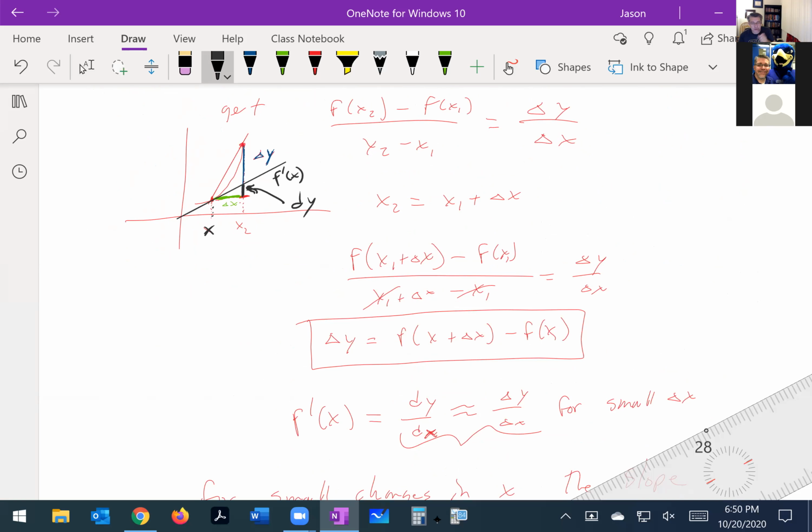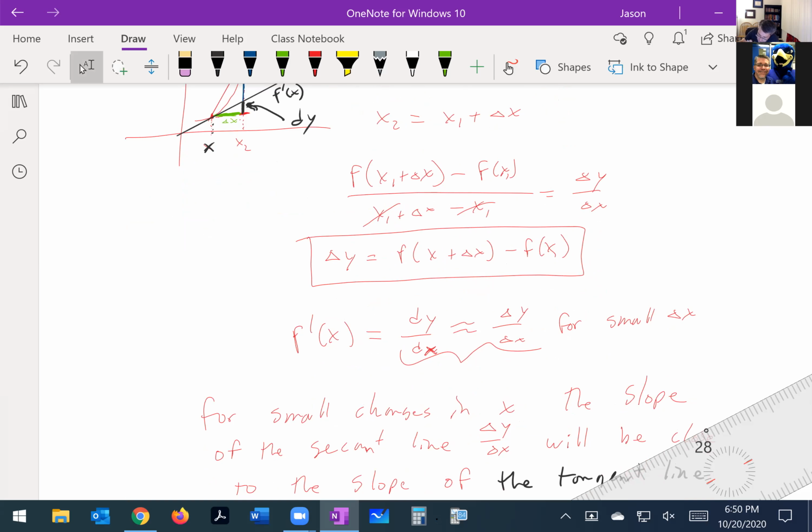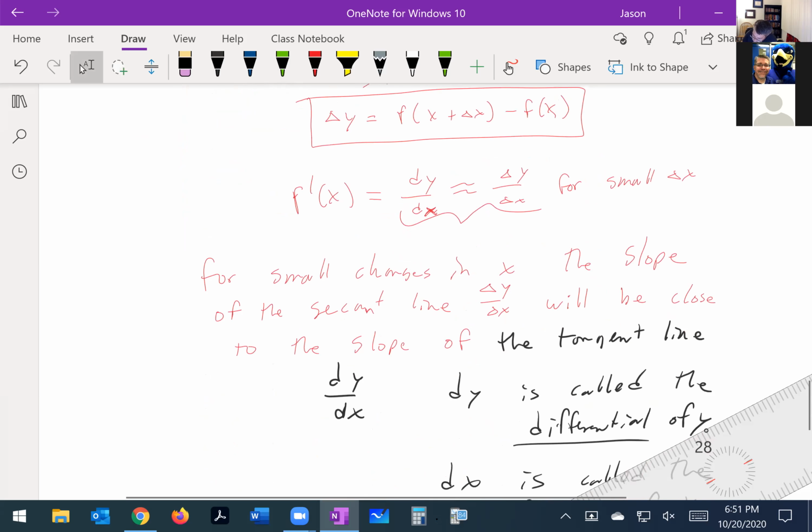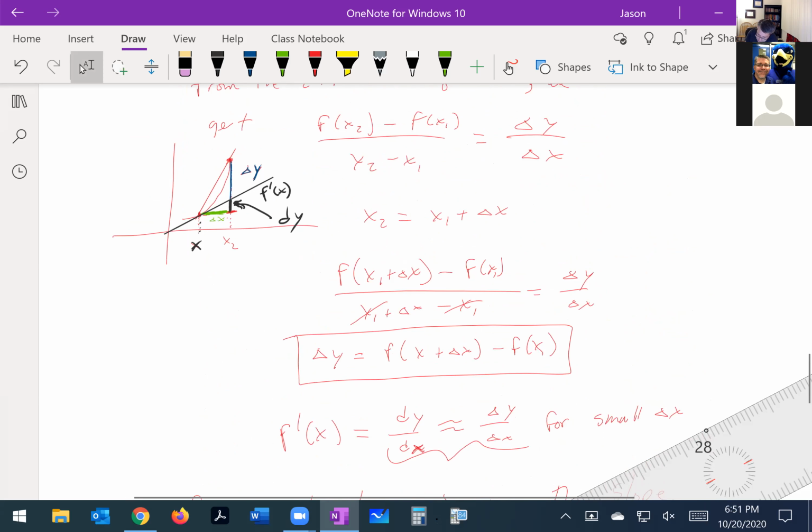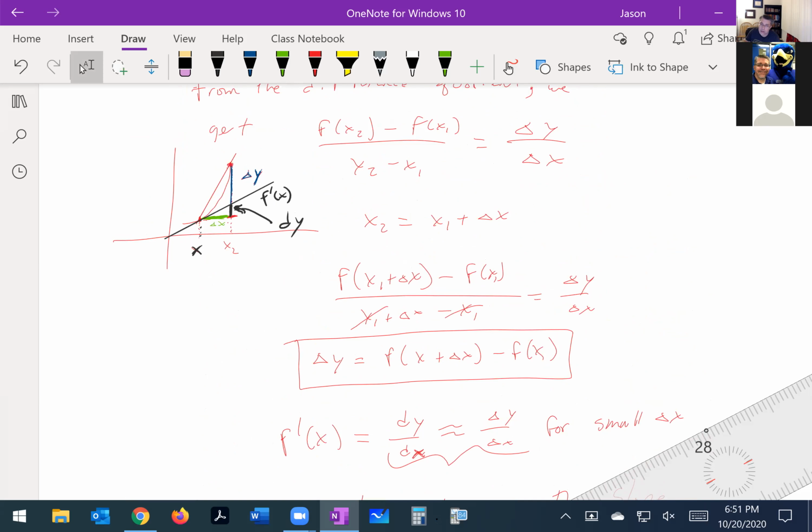Well, how much did I go over? Well, I went over delta x. It didn't change here. Delta x was delta x. But there's a difference between how much I went up on the tangent line versus how much I go up on the secant line. Delta y is not equal to dy for large values of x, but it's going to be close. It's a good approximation if delta x is small. If delta x is big, then that error just keeps growing and growing. It doesn't look like it in my diagram.